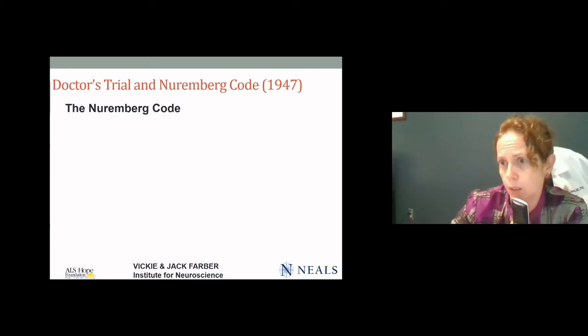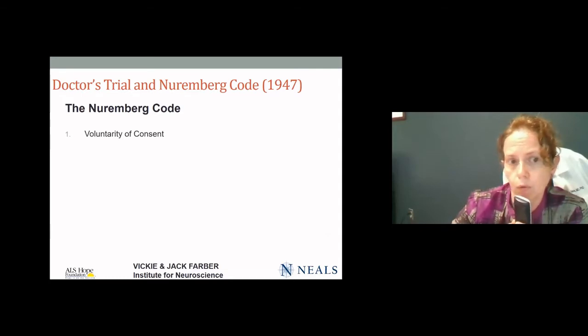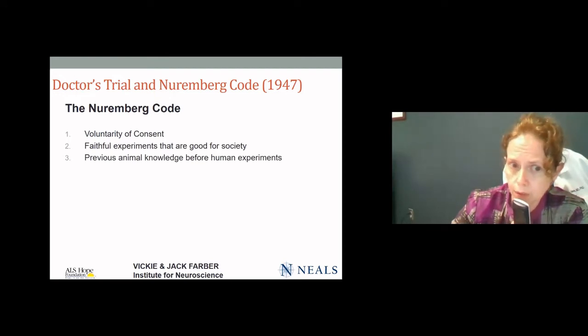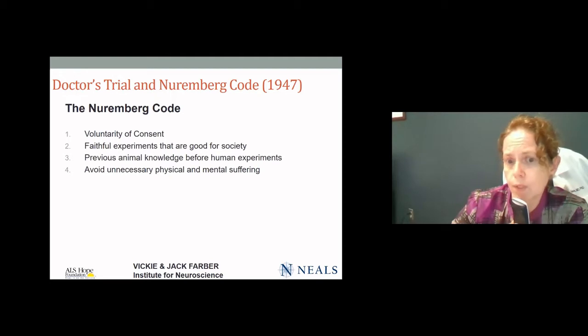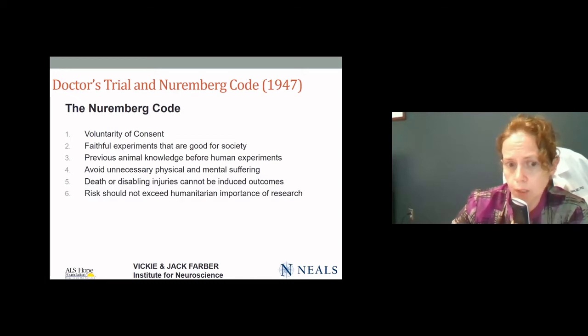So what are the 10 principles in the Nuremberg Code? First of all, research has to be voluntary, so voluntariness of consent. Second of all, the experiments have to be fruitful and good for society. There should be some previous knowledge stemming from animal data before experimentation is done on humans. Absolutely, physical and mental suffering has to be avoided, and death and disabling injuries cannot be expected outcomes.